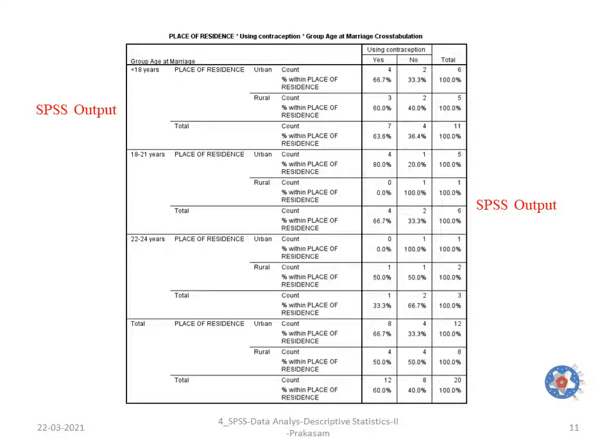By using the cross tab command, the output is given here. When you look at the output carefully, we are interested in finding out the age at marriage.